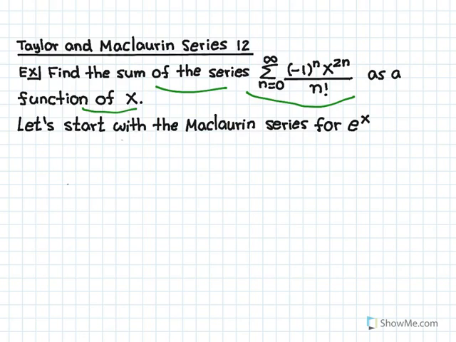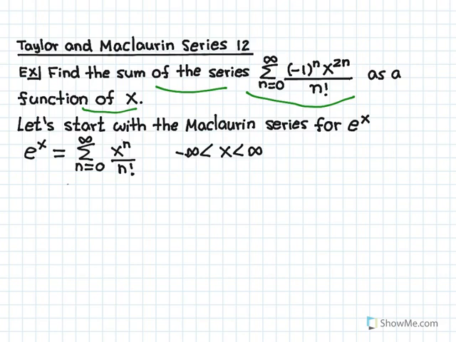Let's start with the Maclaurin series of e to the x. e to the x is equal to summation n equals 0 to infinity x to the power of n divided by n factorial, with the interval of convergence minus infinity less than x less than infinity. That means this series converges for all values of x.